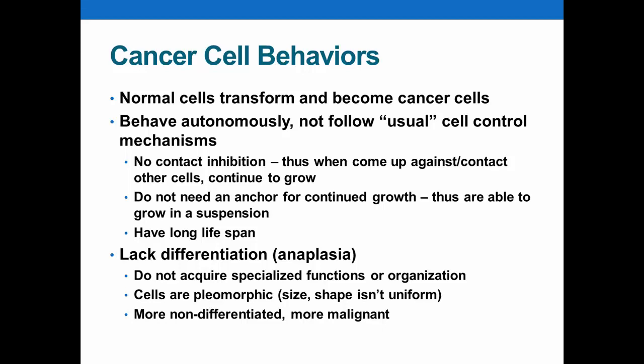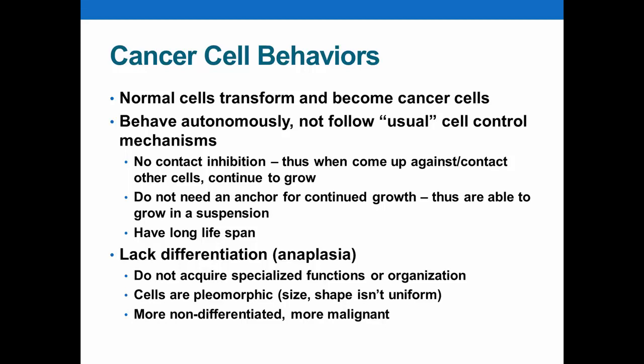As mentioned previously, cancer cells also lack differentiation, this characteristic being called anaplasia. Because they lack differentiation, they don't acquire specialized functions or organization, so they don't become a functional cell. These cells look very, very different.